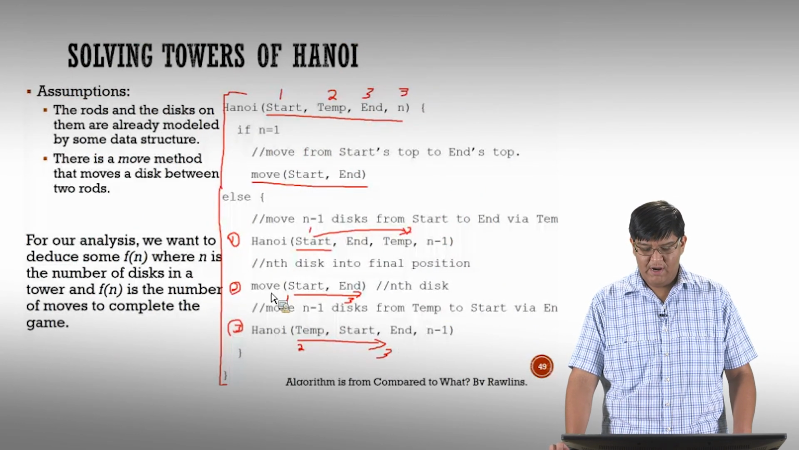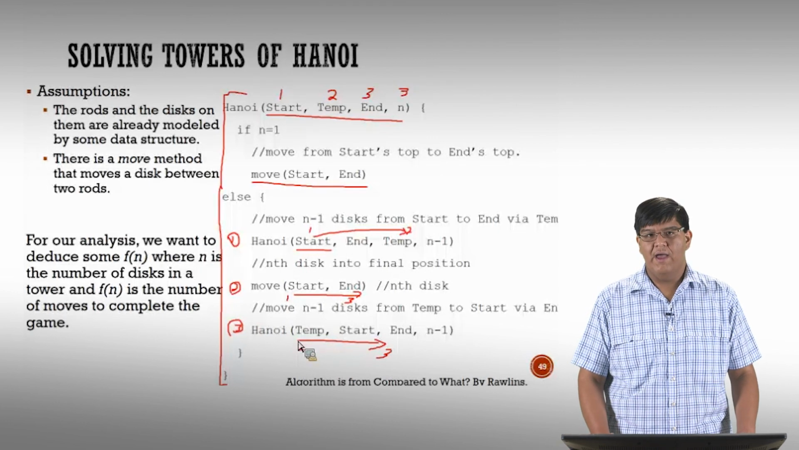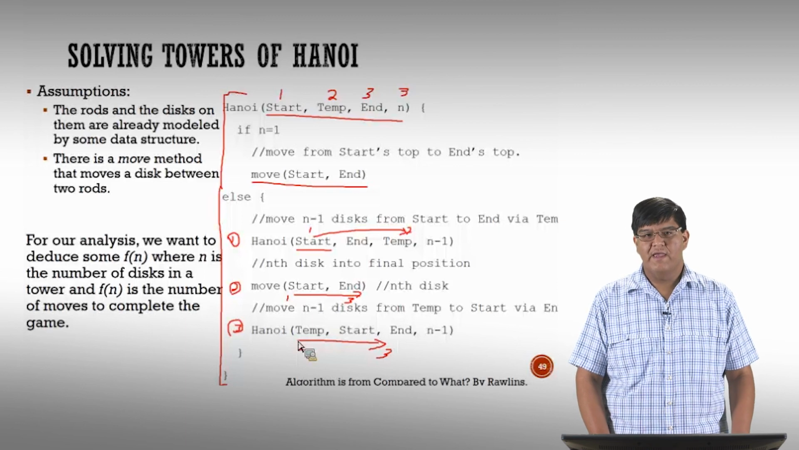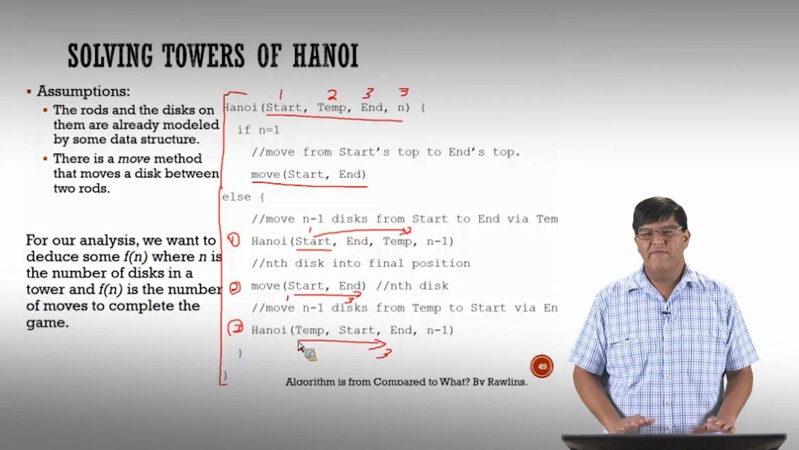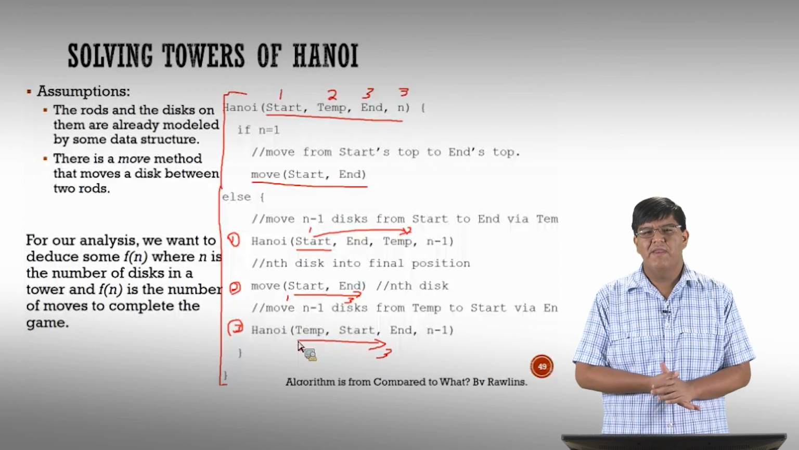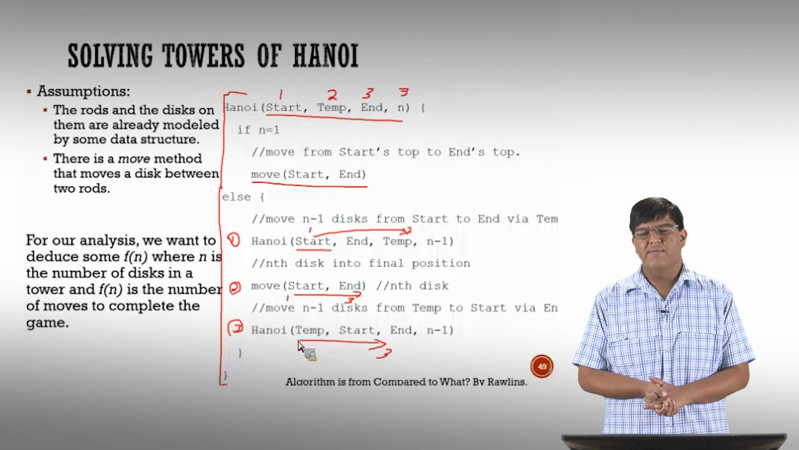We move a smaller tower, move one piece, then move a smaller tower. At the end of the day, we've moved everything from that starting peg to the ending one. So in that case, we've moved everything along, and we've solved the puzzle. So now the question is, just how many moves does this particular method make?